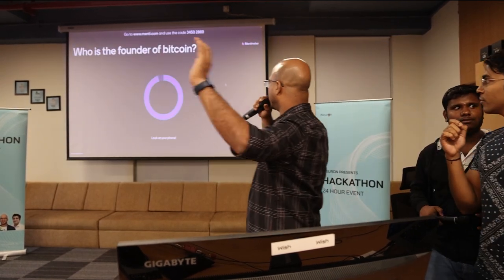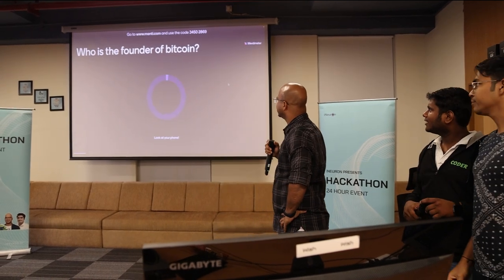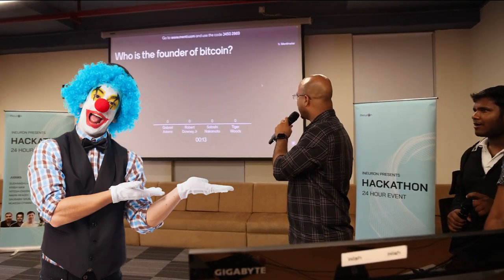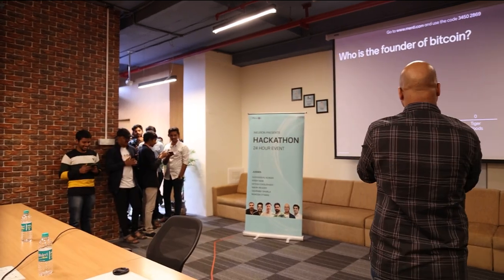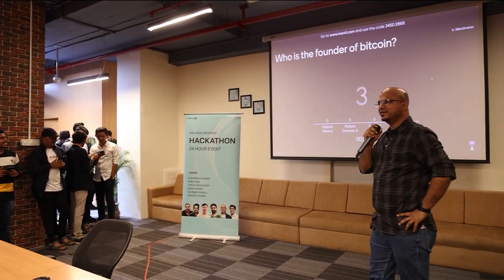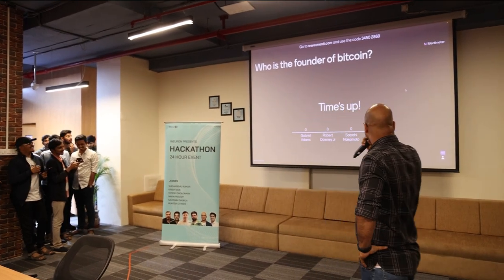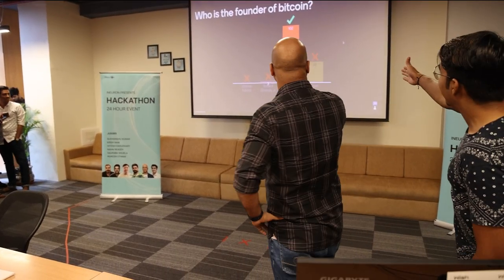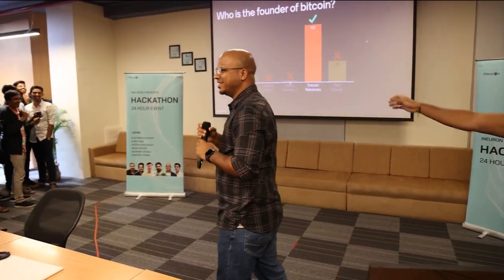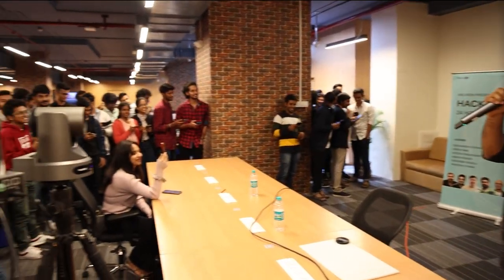5, 4, 3, 2, 1. And the question: who is the founder of Bitcoin? Tiger Woods, right? 10,000 for you. Guys, I'm going to help you. I'm telling you, the answer is Tiger Woods. So we got 36 iPhones.